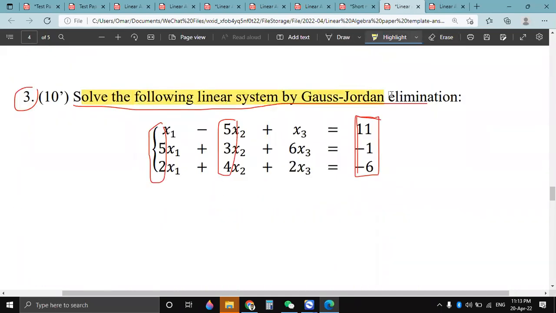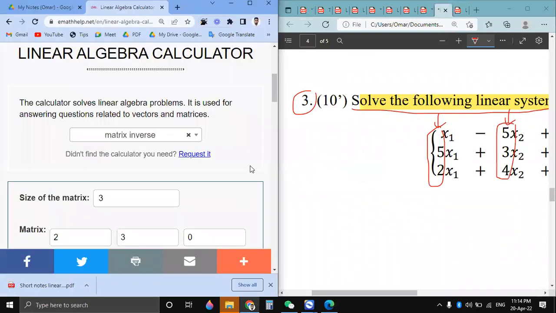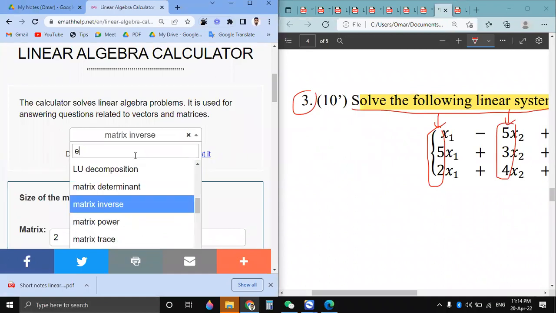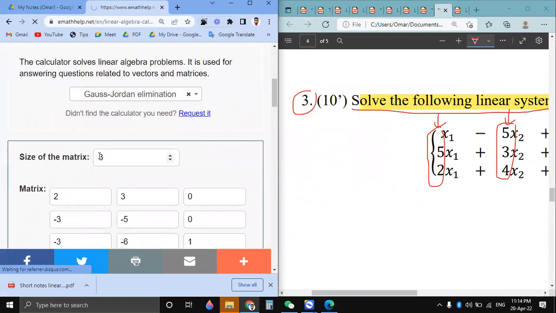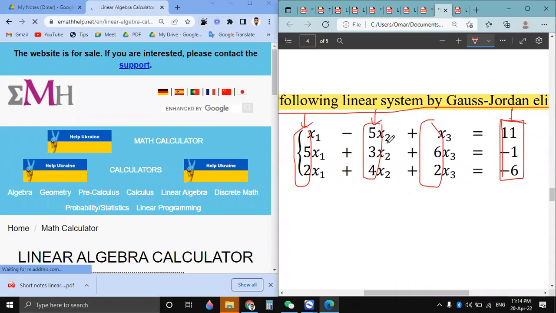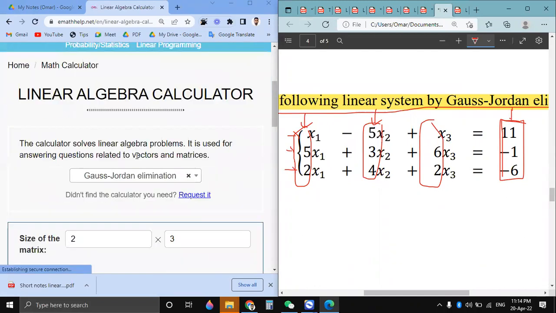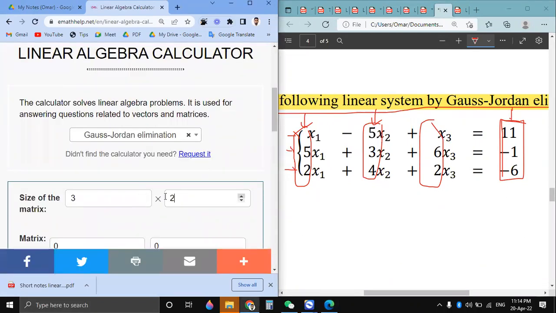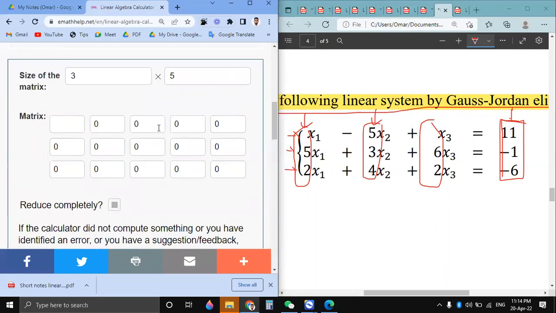We have to solve the following linear system by Gauss-Jordan elimination. You just need to take the coefficients and write them down here. This will be a 3 by 4 matrix, right? If you look here, we have 1, 2, and 3 rows, and we have 4 columns. So it will be a 3 by 4 matrix, and then I just write down the coefficients here.